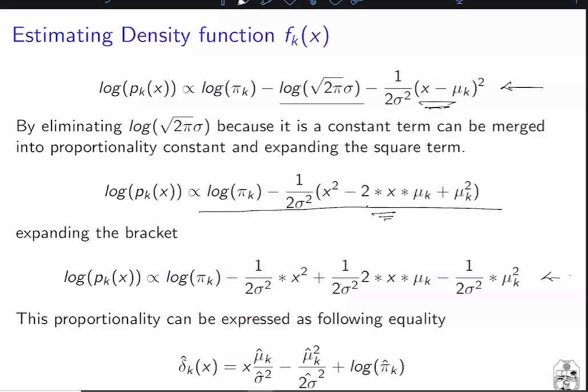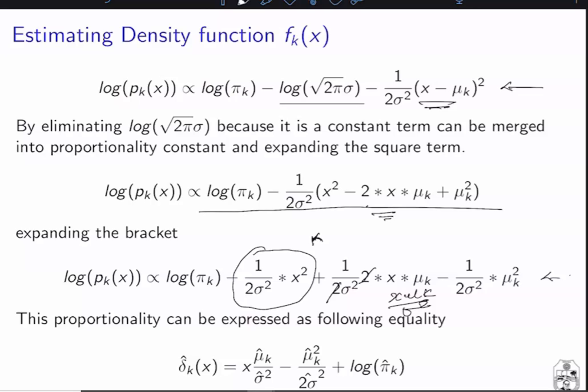And here I can simplify this equation also, which gives x mu k divided by sigma square. And here again, this term is not class dependent, because there is no term present which refers to the class level k. So this can be considered a constant term, and again it can be merged into the proportionality constant.